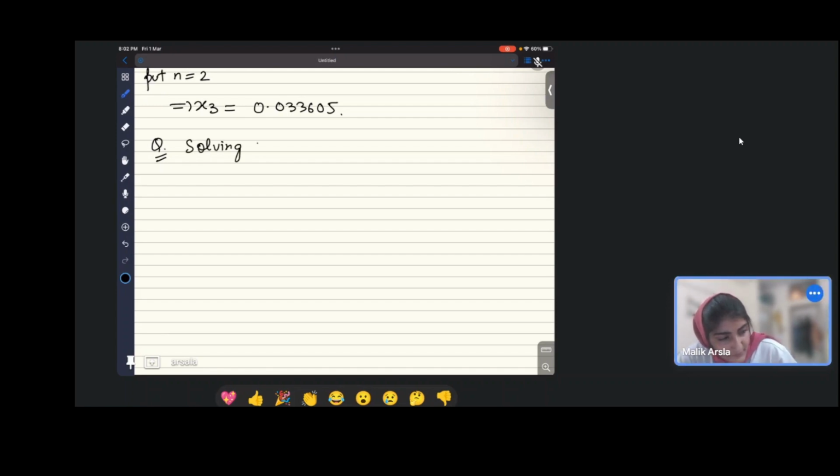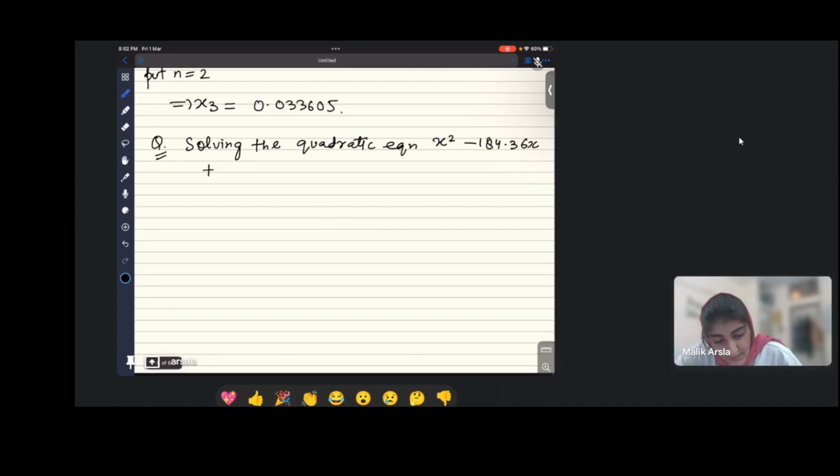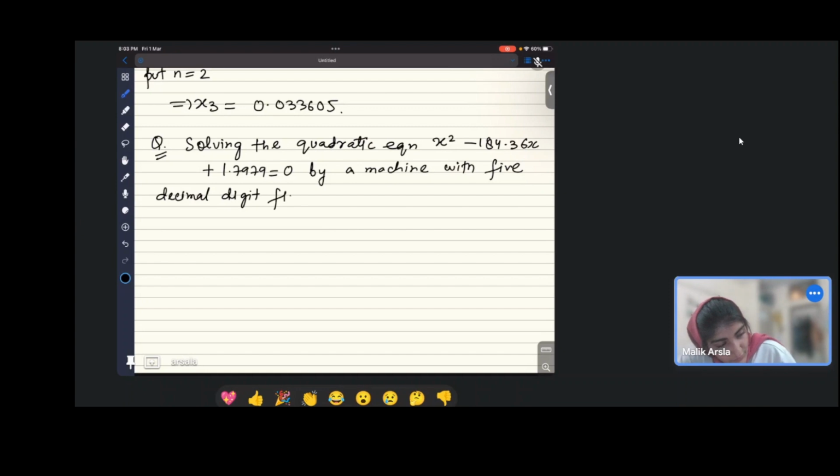Solving the quadratic equation x square minus 184.36x plus 1.7979 is equal to 0 by a machine with 5 decimal digit floating point chopped arithmetic.